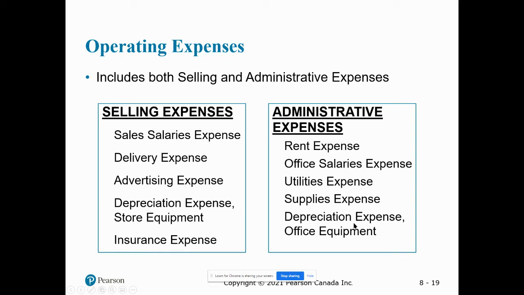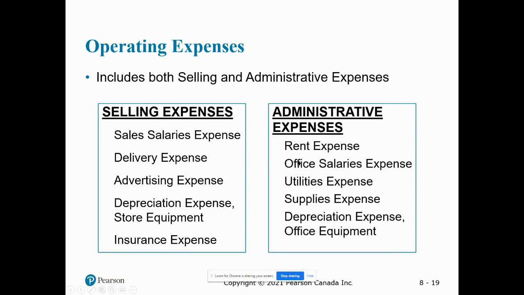The depreciation of office equipment, that could be part of the selling. The store equipment, I imagine, is from selling the items, so they have store equipment to ring those items through. So there's all sorts of ways, but this is an example of how they could be broken up.